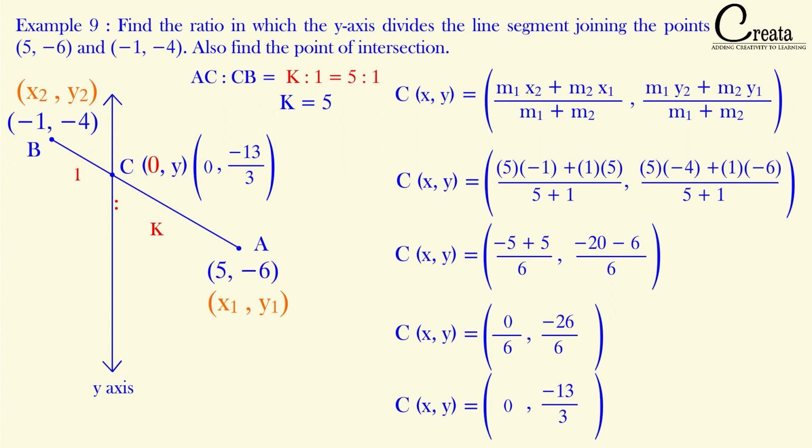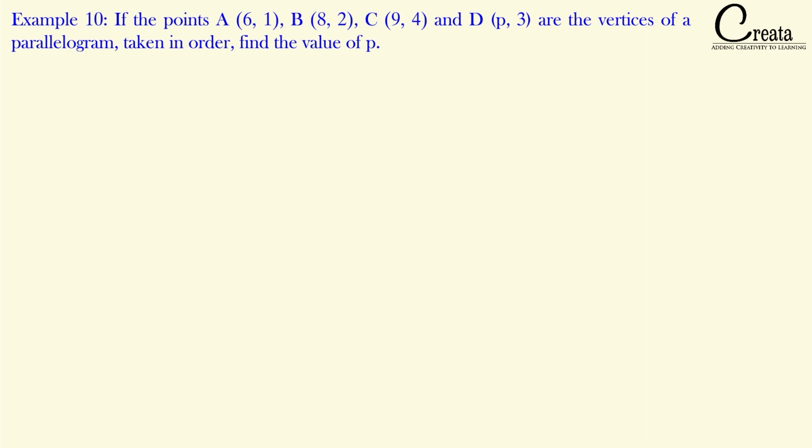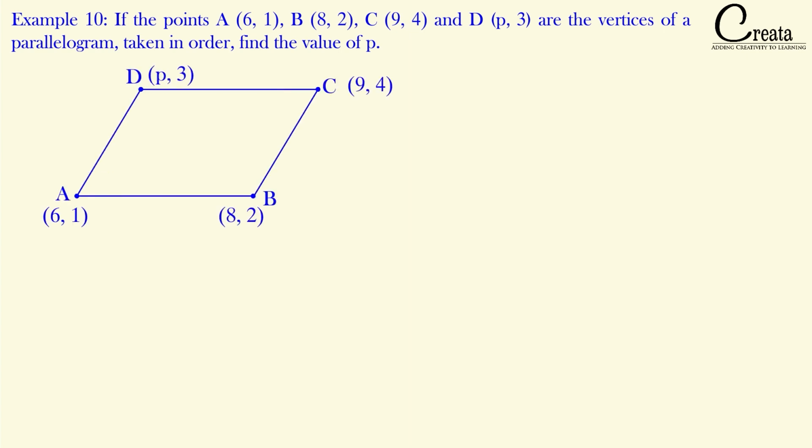Got it? Let's move to the last question, question number 10, the example number 10. If the points A (6, 1), B (8, 2), C (9, 4) and D (P, 3) are the vertices of a parallelogram taken in order, find the value of P. So let's observe the question. This question is talking about a parallelogram ABCD. All the 4 points are given.